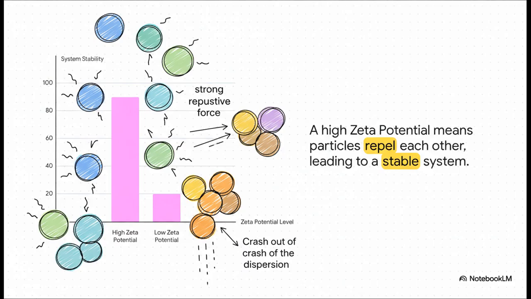And this chart just lays it out perfectly. A high zeta potential, and it doesn't matter if it's positive or negative, means those particles have a really strong repulsive force. They're basically pushing each other away, which leads to a super stable, nicely dispersed system. But a low zeta potential, that means the repulsive force is weak and the particles are much more likely to stick together, form clumps, and eventually crash right out of the dispersion.